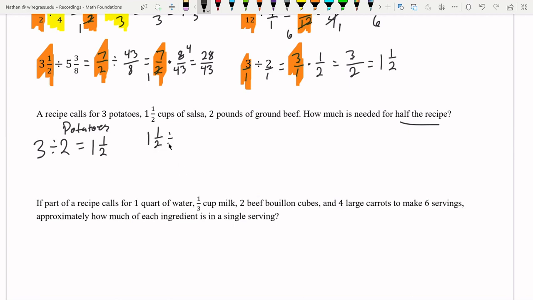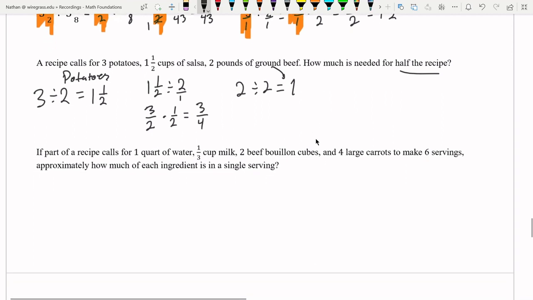1.5 cups of salsa divided by 2. Going to change this to 3 halves here. 2 times 1 is 2, plus 1 is 3. And then 2 over 1. Change this to 1 over 2. Multiply by the reciprocal. 3 times 1 is 3, 2 times 2 is 4. So 1.5 cups of salsa cut in half is 3/4. Finally, of course, 2 pounds of ground beef divided by 2 is going to give us 1 pound of ground beef.